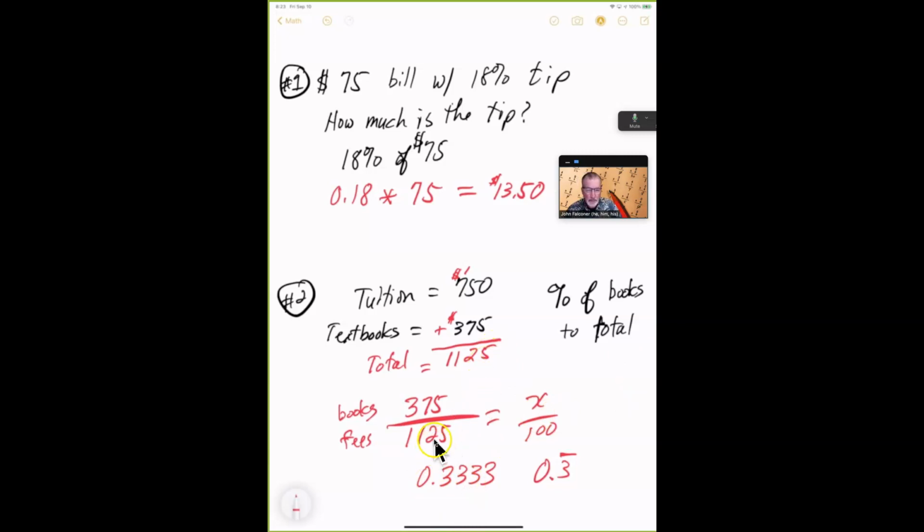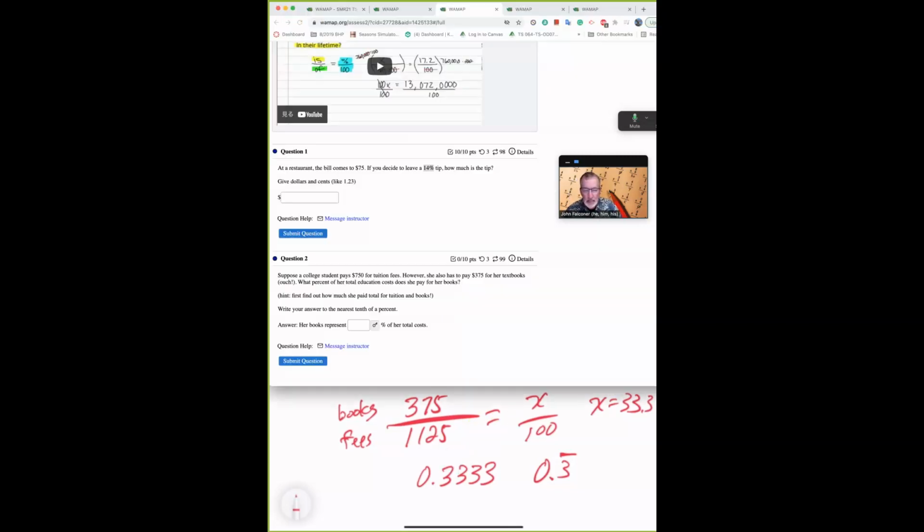So this is 33%. So x is equal to 33.333. So we could say 33.3. And let's see what it says for write your answer to the nearest tenth of a percent.